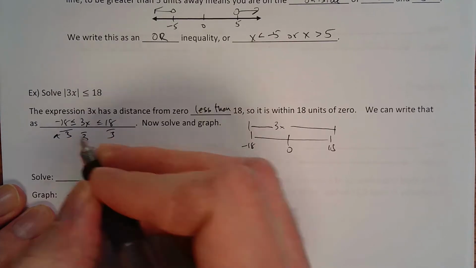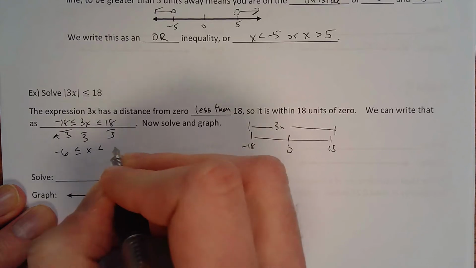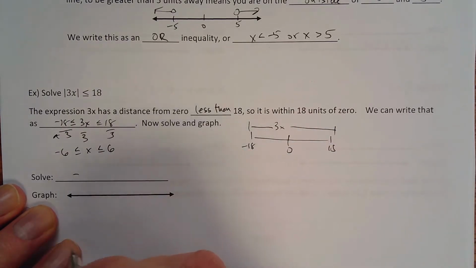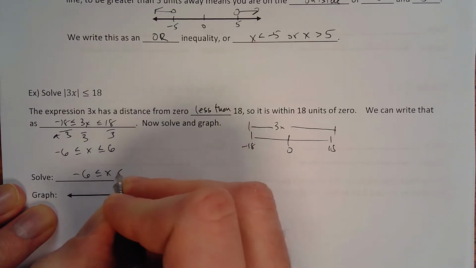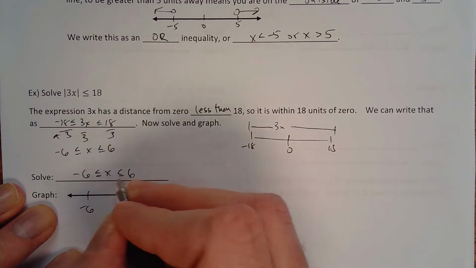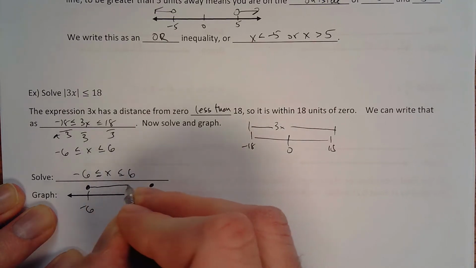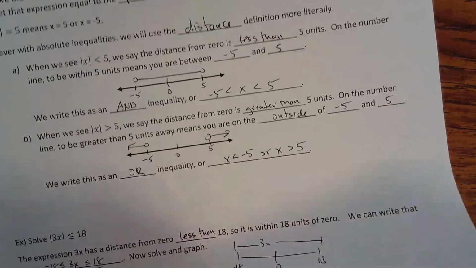Sorry. Divide by 3, so I'd have negative 6 is less than or equal to x, which is less than or equal to 6. So that means the variable x is between negative 6 and 6. Equal to, so close circle, and then connect between them. Okay. Well, let's keep going. It's a little bit more difficult.